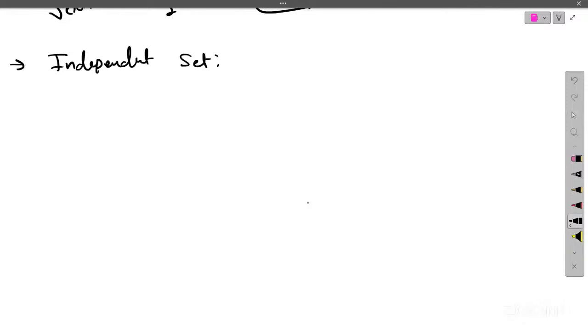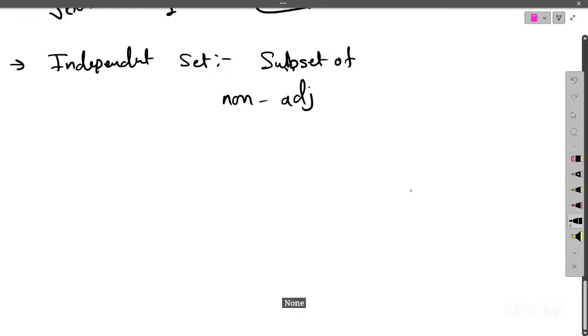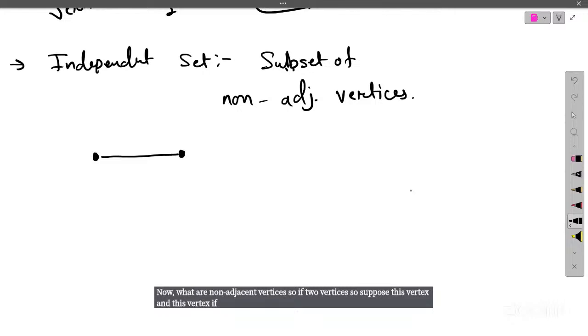So what is an independent set? Again, it's also a subset of vertices. You can say that it is a subset of non-adjacent vertices. Now, what are non-adjacent vertices? If two vertices, suppose this vertex and this vertex, are related by a direct edge, then those vertices are known as adjacent vertices. Adjacent means neighbors, or connected by a single edge.